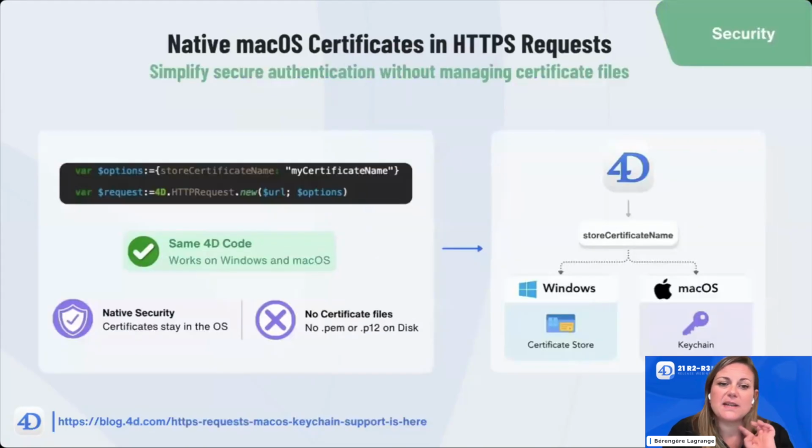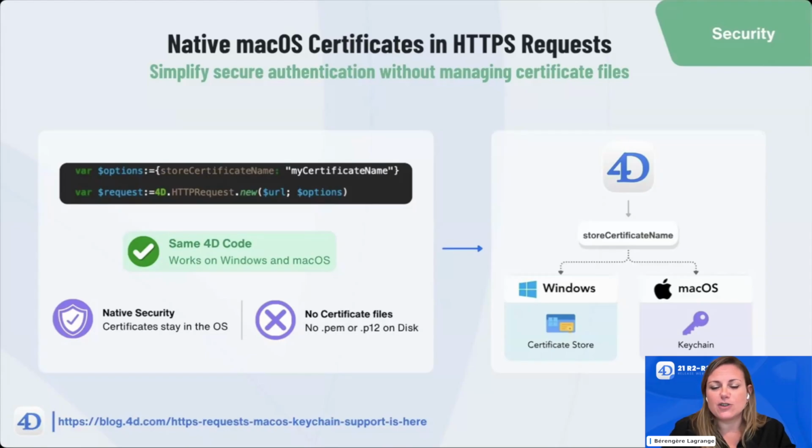And the last enhancement we wanted to present to you today simplifies secure authentication across both Windows and macOS. With 4D21R3, HTTPS requests can now use certificates stored directly in your macOS keychain, complementing existing support for the Windows certificate store. The best part is that nothing changes in your code.